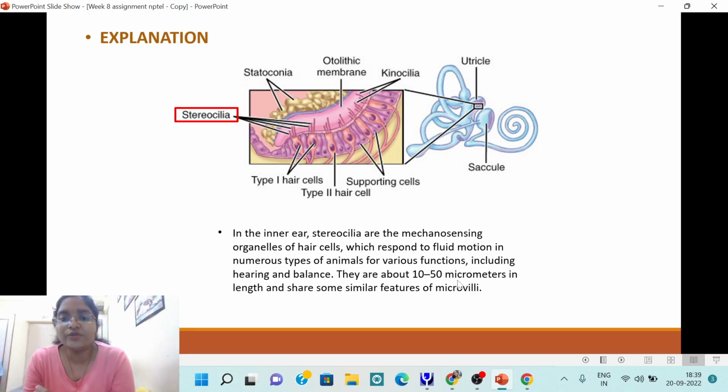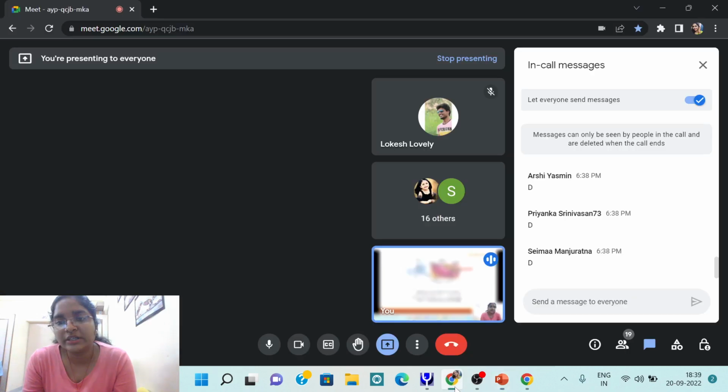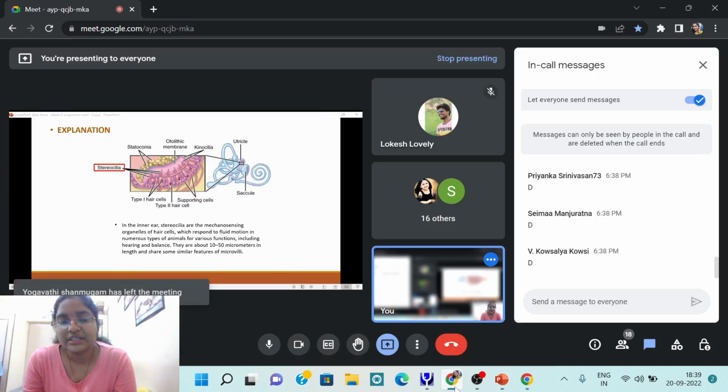They are about 10 to 15 micrometers in length and share some features of microvilli. So their length is around 10 to 15 micrometers. It's very small and shares some features of the microvilli. Who can say where microvilli are present in our body? Does anyone know where microvilli are present in our body? Microvilli.